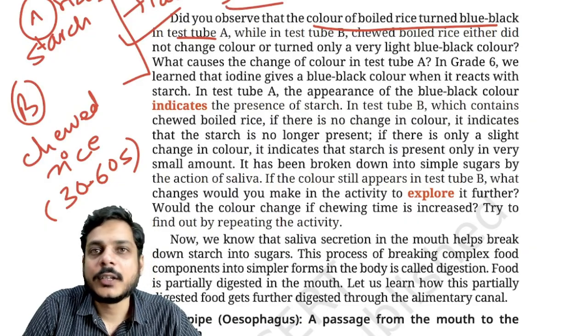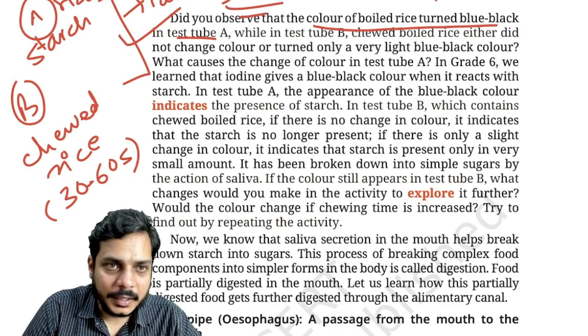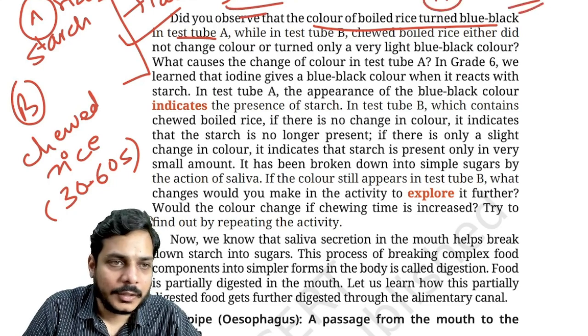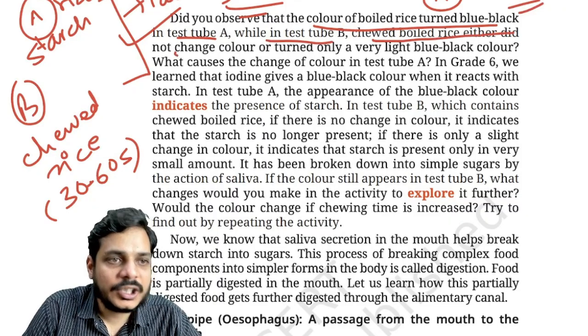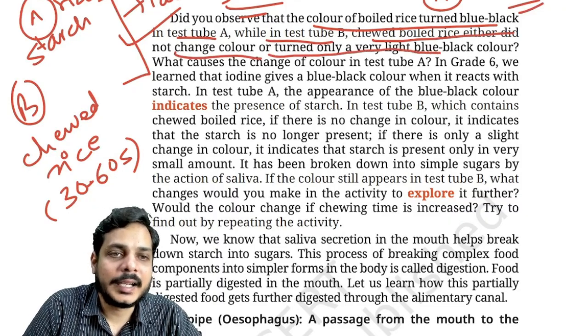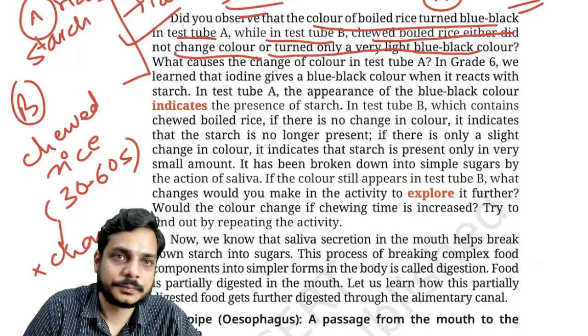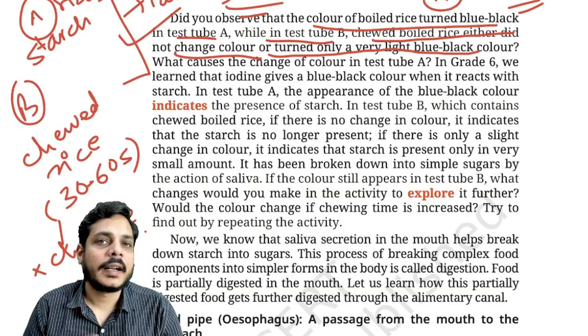Okay, where will you see the color change? You'll find that in test tube A, it will turn into a blue black color, while in test tube B, the chewed boiled rice either does not change color or turns only a very light blue black color. That means this does not change color. Okay, what does this signify?